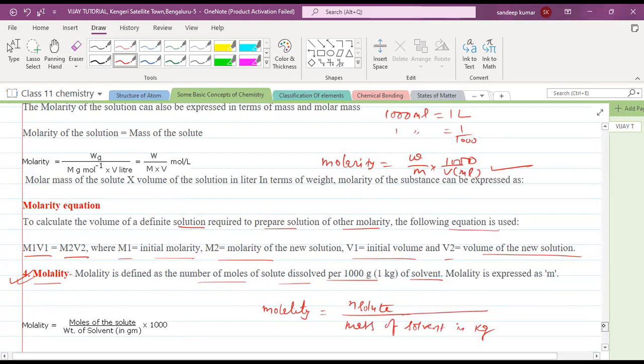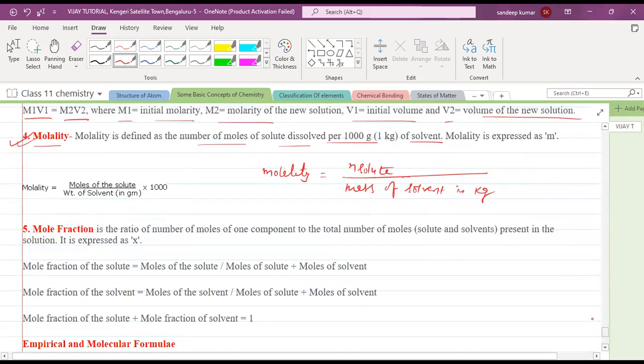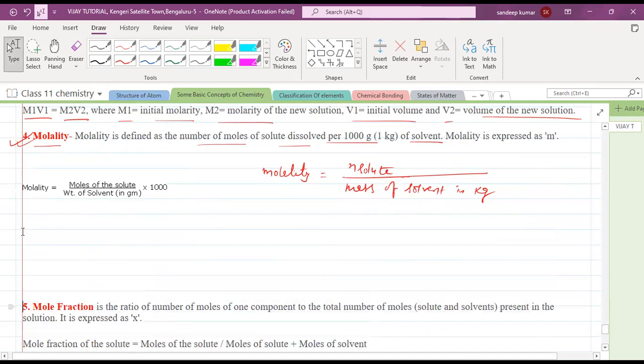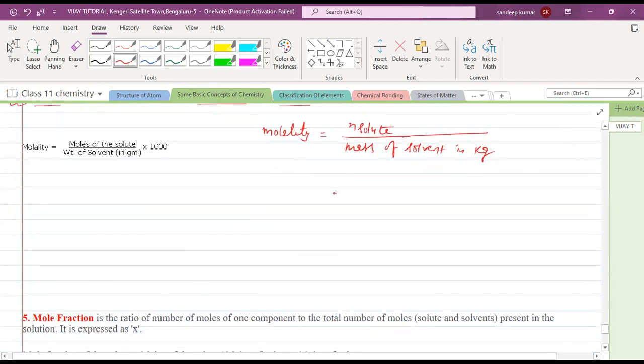How do we find the number of moles of solute? The number of moles of solute we find as given weight by molecular weight, right? Mass of solvent is capital W in kg. So this is the formula: small w by small m into 1 by capital W in kg.